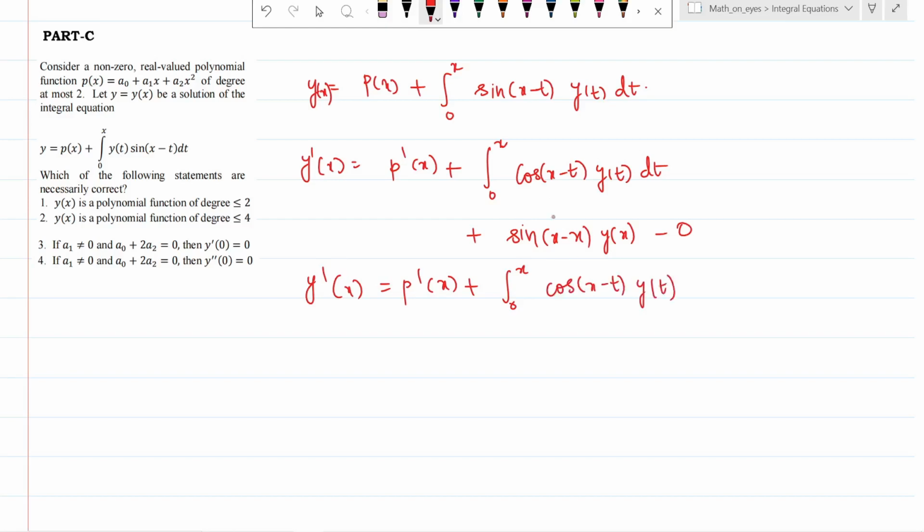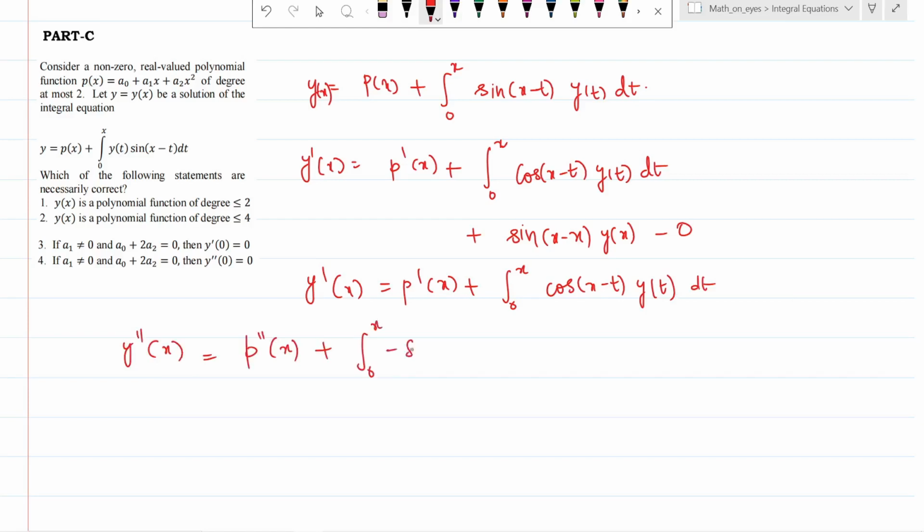The sine of x minus x will vanish, so everything will be 0 in the next terms. So we have the integral from 0 to x of cos of (x minus t) into y of t dt. Next, we need to take the double derivative. y double dash of x is equal to p double dash of x plus the integral from 0 to x.